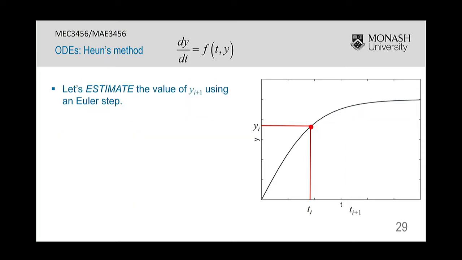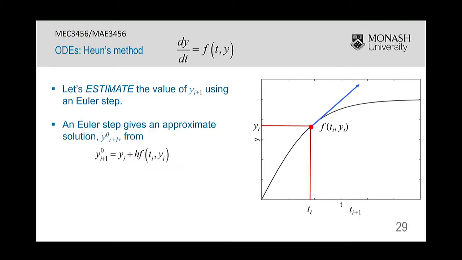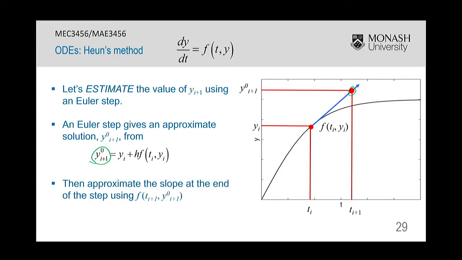So let's estimate the value of yi plus 1 using a single Euler step. So we go to the point ti, yi, we calculate the function value there, the slope of our solution. We take an Euler step, so we go to the end of the step, and we calculate a solution that we're going to call yi plus 1 superscript 0. And that superscript 0 just means it's a guess for the solution. It's not the solution that we're actually going to come up with. So that's this point here. So that's a single Euler step. That gives us an estimate.